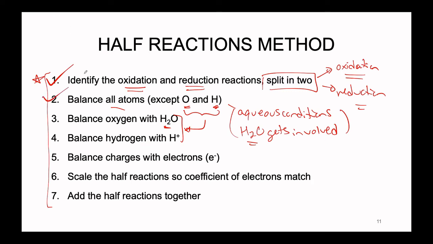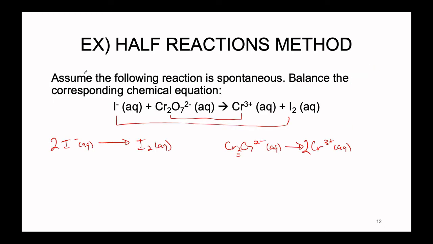So, check. Next, we're going to balance all of the oxygens by adding waters on the opposite side of the reaction. Our first reaction, the oxidation step with the iodines on the left, has no oxygen present, so there's no reason to add any water to this reaction. The reaction on the right, we can see that we have 7 oxygens in this Cr2O7 2- polyatomic ion. So we're going to have to add 7 waters to the product side in order to balance all of those oxygens out.